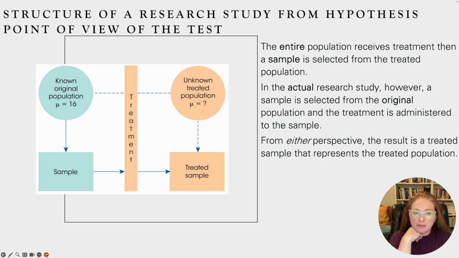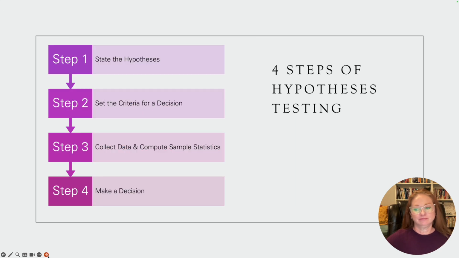We'll then grab a group from that population, and then treat that small sample, right? So in the original one there, you have the known original population, you pull a sample from it. But when we do a hypothesis point of view, or create a structure of a research study from a hypothesis point of view of the test, you take that known original population, treat it, and then the unknown treated population then gives you this treated sample. From either perspective, the result is a treated sample that represents the treated population.